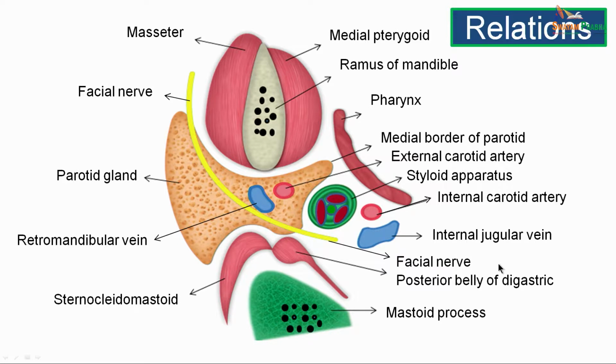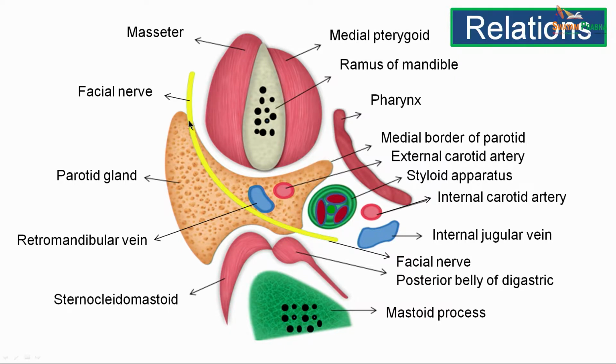Let us see one more picture which shows another clearer view of the relations of the surfaces of the parotid gland. This again is a cross section passing through the parotid gland. This is the superficial or the lateral surface. This is the anteromedial surface. This is the posteromedial surface. So, this becomes the anterior border, the posterior border and the medial border.